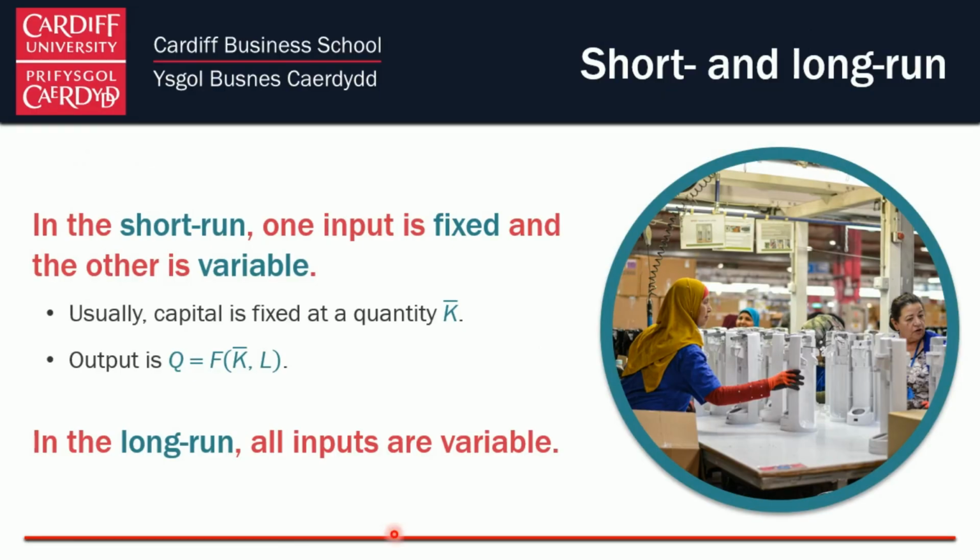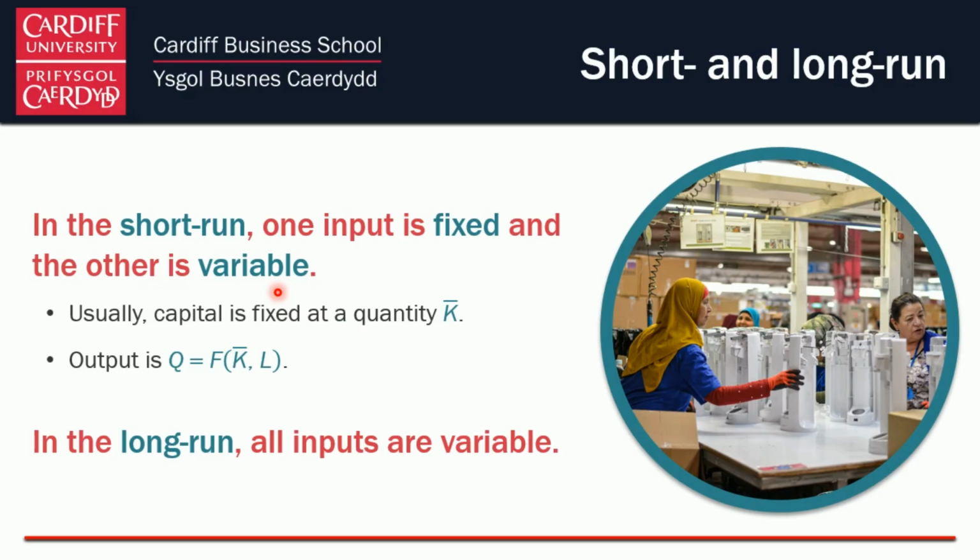There is going to be a distinction between the short run and the long run. The short run essentially is the time period in which one input is fixed. Remember, Q is equal to F of K, L, which depends on capital and labor. So one of these inputs, capital and labor, is going to be fixed while the other one is variable. As we have seen, it's easier to vary labor, and it's more difficult to change capital.